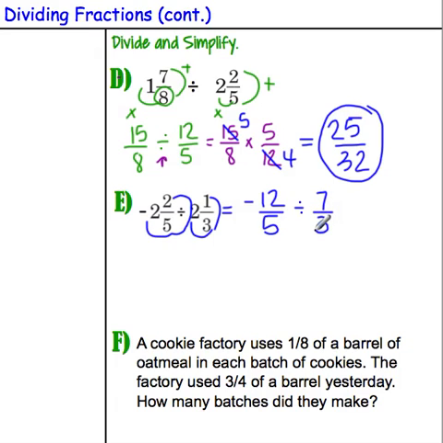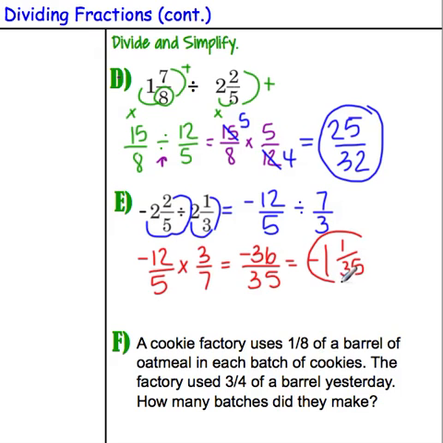Then I'm going to go ahead and keep the first, flip the second, so negative 12 over 5 times 3 over 7. And there's no simplifying that I can do, which means that my answer will be in simplest form, unless I need to change it to a mixed number. Negative 12 times 3 is negative 36. 5 times 7 is 35. And this is an improper fraction. I know 35 goes into 36 once, with 1 left over out of the 35 that I need remaining to make a whole.